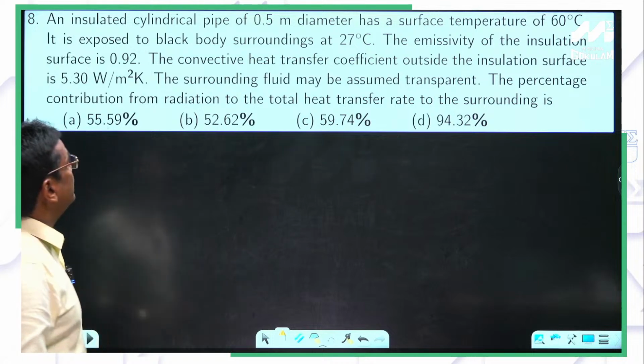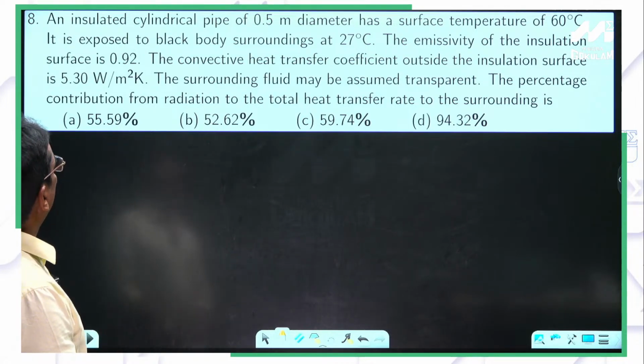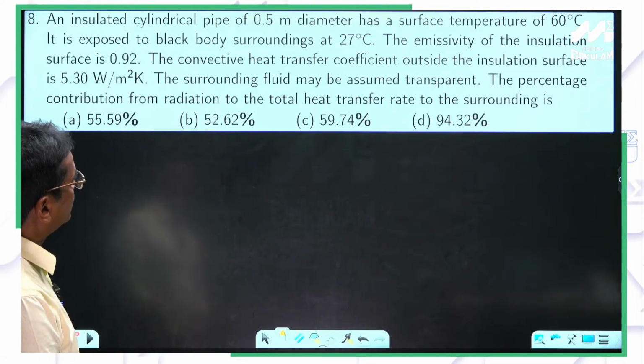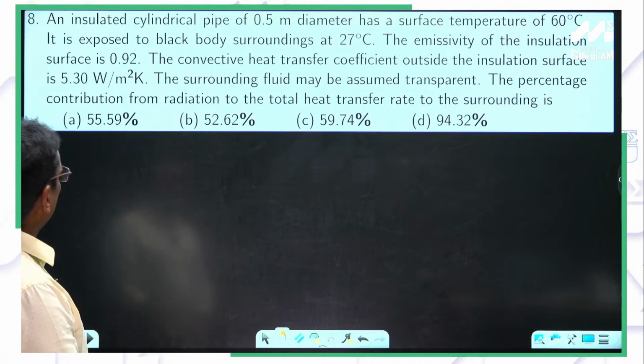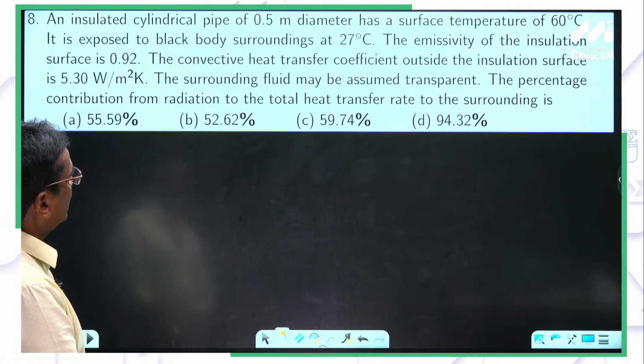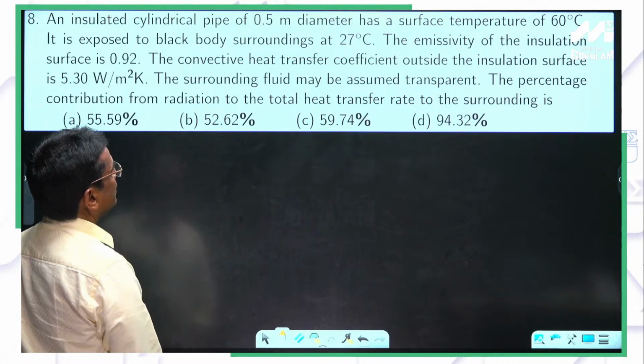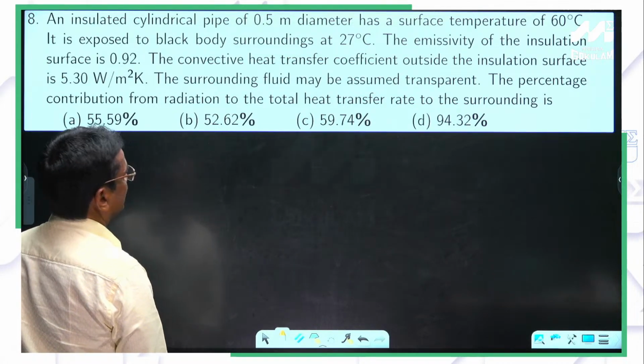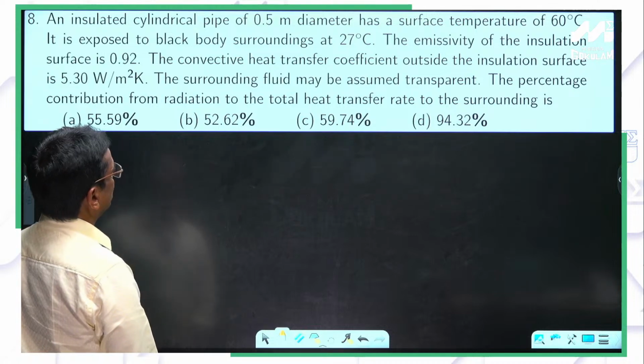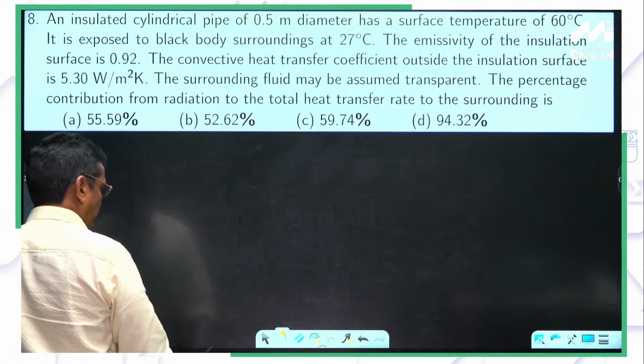An insulated cylindrical pipe has a surface temperature given, and it is exposed to black body surroundings. Emissivity of the surface is given. It is a radiation problem. Convection heat transfer coefficient outside the insulation surface is 5.30. Surrounding fluid may be assumed transparent. Find the percentage contribution from radiation to the total heat transfer rate.